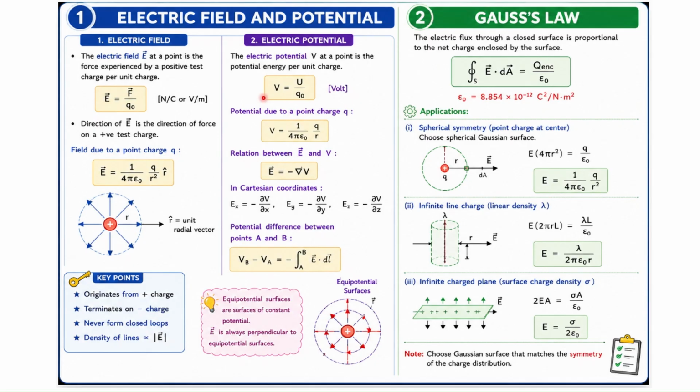Okay, so for a single point charge Q, the potential at a distance R is V equals 1 over 4 pi epsilon naught, Q over R. Take note of something here. The electric field formula has R squared in the denominator, but here we have only R as the denominator.